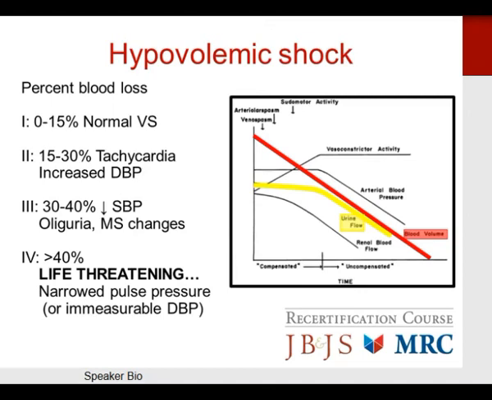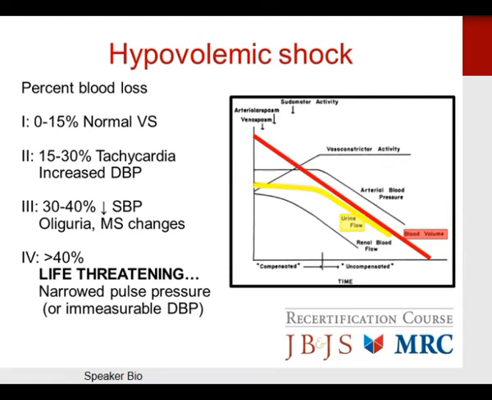So the percent blood loss is going to be important for how the vital signs are acting. Up to 15% of blood loss, you'll have normal vital signs because the body does a pretty good job of maintaining their vital signs. With blood loss up to 15 to 30%, the heart rate will increase, and you'll have increased diastolic blood pressure as peripheral vascular resistance increases.